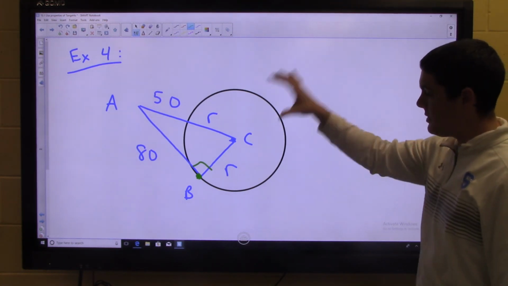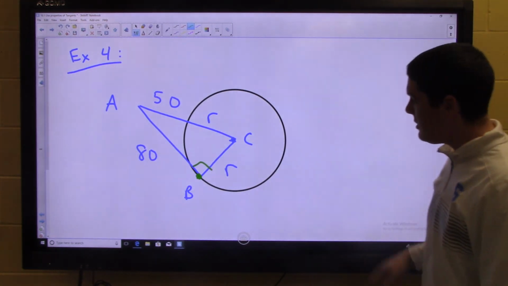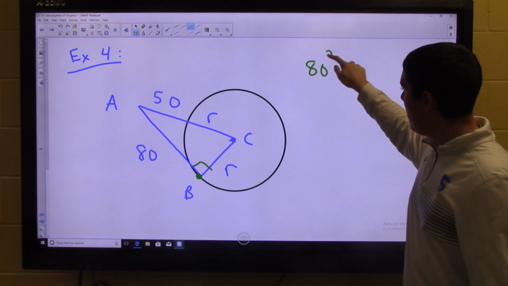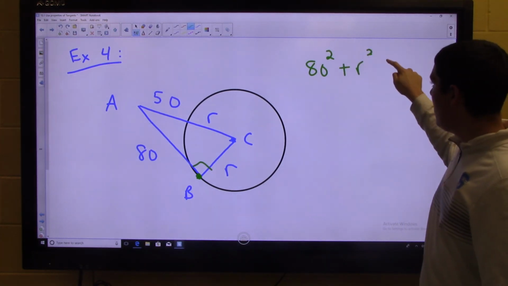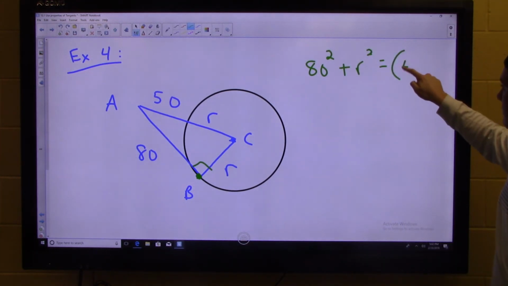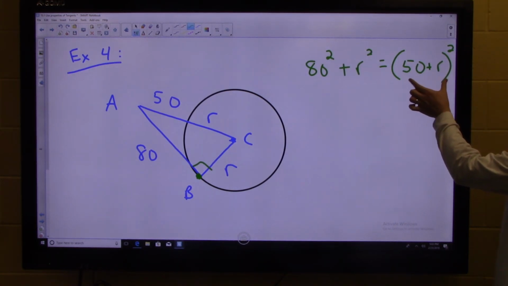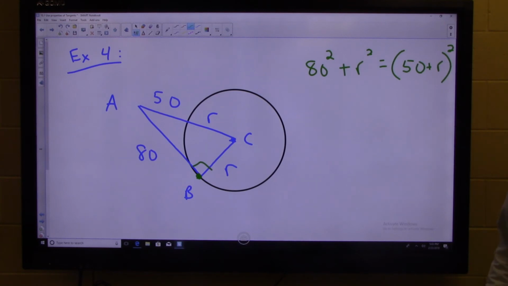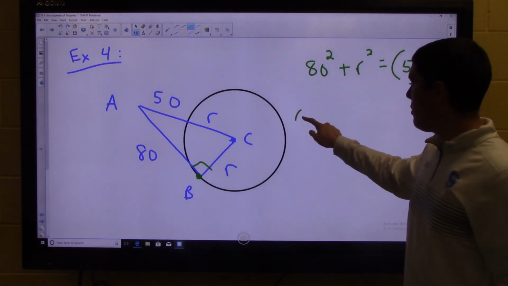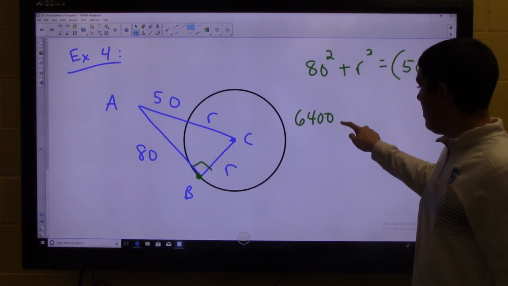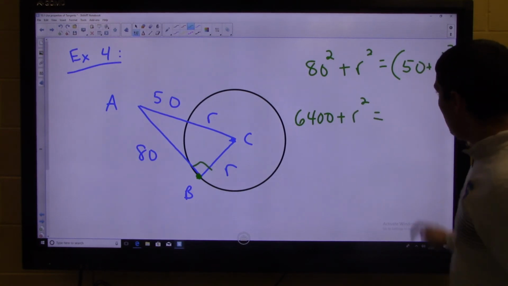So here we go. Let's set this thing up. A and B are going to be the other two sides. So it's going to be 80 squared plus r squared is equal to (50 plus r) squared. All right, so we got a little work to do. This is just a little bit of algebra we got to do here. Anyways, 80 squared, I believe, is 6,400 plus r squared, and that's going to equal.